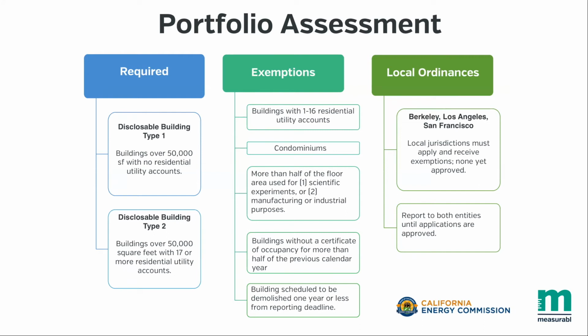For example, San Francisco, I think, goes down to 10,000 square feet. So a 15,000 square foot building in San Francisco would need to report to San Francisco, but not to us. The opposite situation can apply as well, though we tried to avoid it as much as possible. Certain building types might be specifically exempted in the local programs. If they're not exempted in the state program, that building would need to be reported to the state, but not to the local jurisdiction.